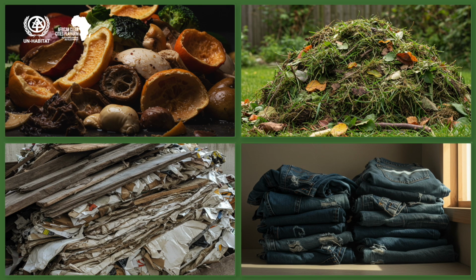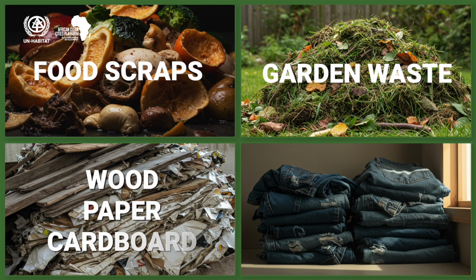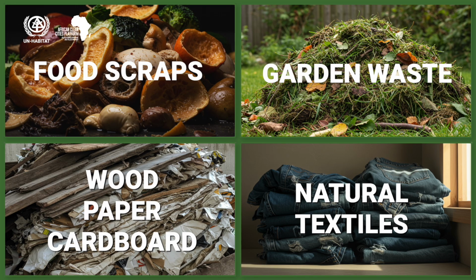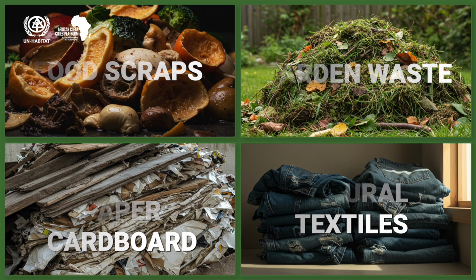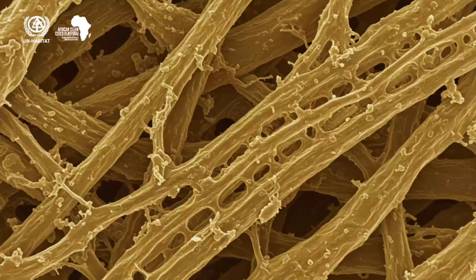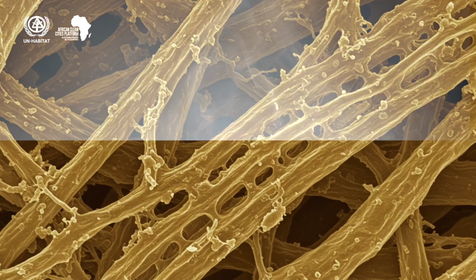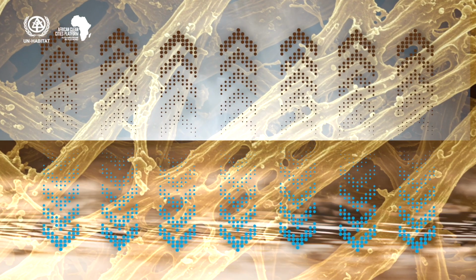Biodegradable waste includes organic, biological materials like food scraps, garden waste, wood, paper and cardboard, and even natural textiles like cotton. These materials are made from cellulose and break down over time, releasing gases and moisture.